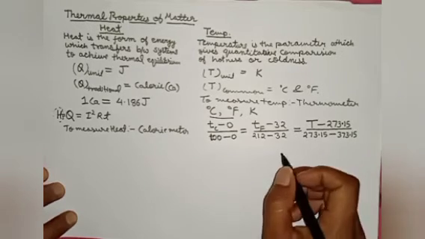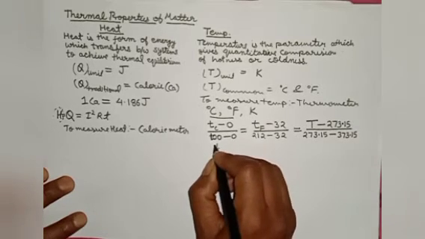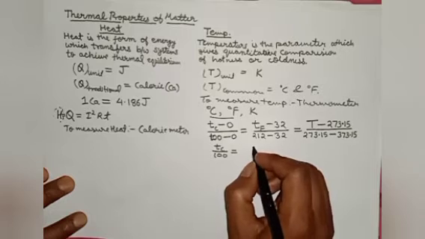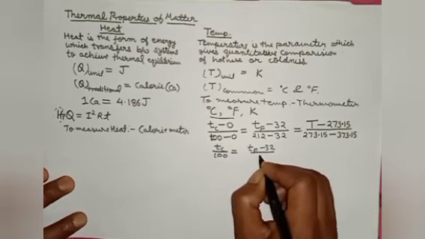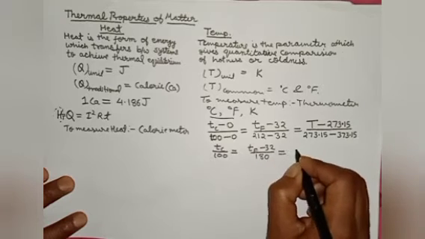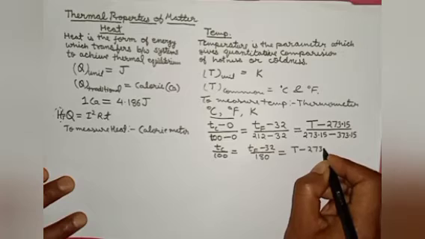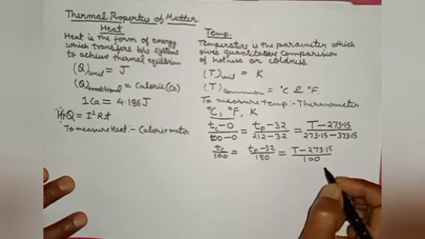What is the meaning of this? What are these numbers all about? So first let me write Tc upon 100 is equal to Tf minus 32 upon 180 is equal to T minus 273.15, which can be avoided, upon 100.